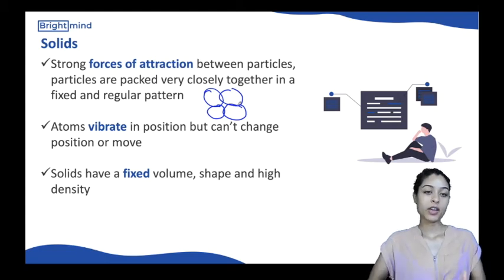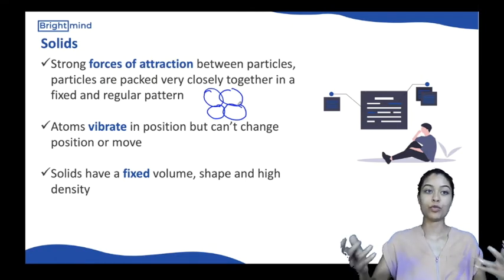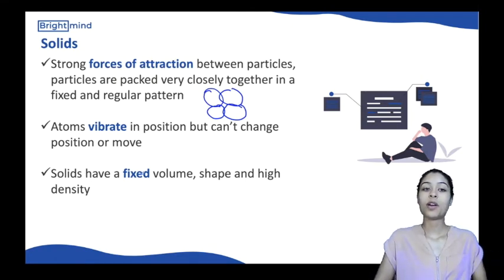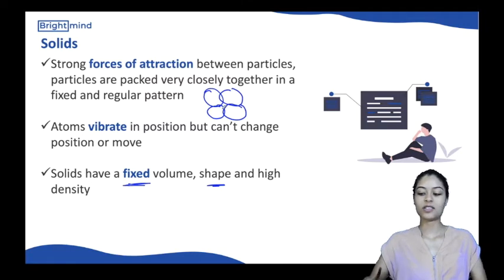So they would vibrate about a fixed position. However, they wouldn't change position or move. And they also have a fixed volume and a shape, and they also have a high density. So we know that they have a high density because there are many of these atoms packed together in one space. So that's why they have a higher density.